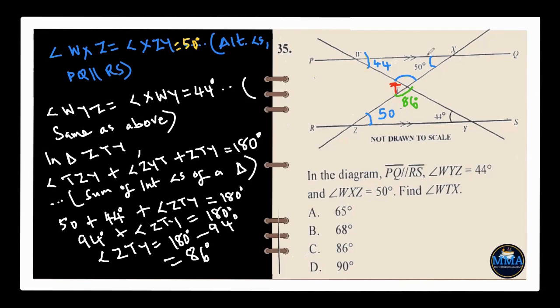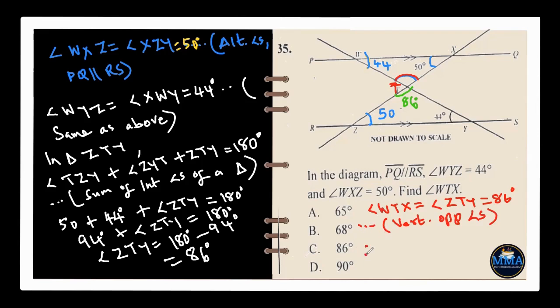Now, but this is the angle we are looking for, this upper one here. It's vertically opposite. So we now said angle WTS is equal to angle ZTY, which is 86 degrees. Why do we make such a claim? We say they are what? Vertically opposite angles. Vertically opposite angles.